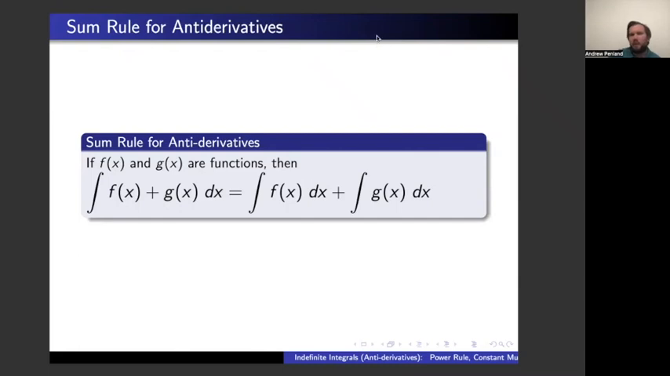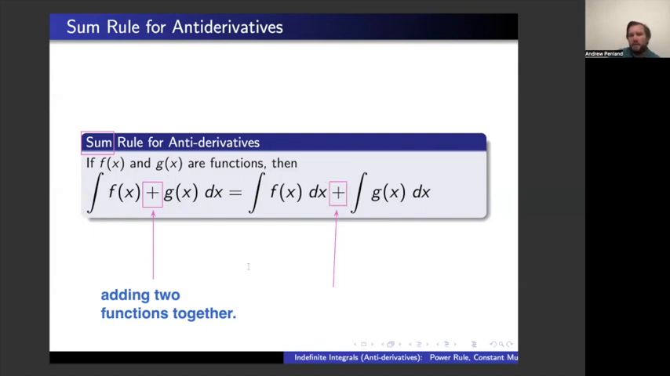So the final rule we're going to look at here is the sum rule for antiderivatives. And it's called the sum rule because it works when you are adding two functions together inside of your antiderivative or indefinite integral calculation. And all it says is you can split and you can make the indefinite integral of the sum of the functions be the sum of the indefinite integral of the functions. So this plus, you can kind of split the indefinite integrals.